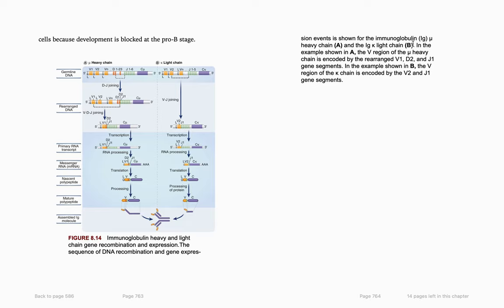is shown for the immunoglobulin mu heavy chain in A and the Ig kappa light chain in B. In the example shown in A, the V region of heavy chain is encoded by rearrangement of V2, D, and J1 gene segments. In the example shown in B, the V region of kappa chain is encoded by V2 and J1 gene segments.